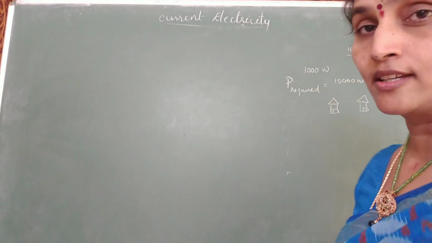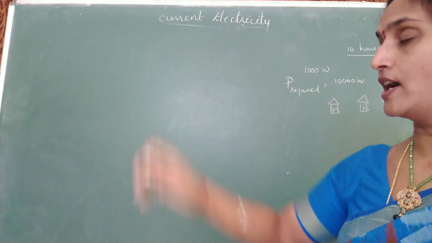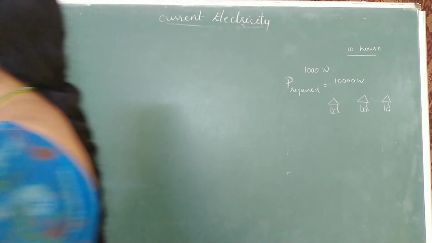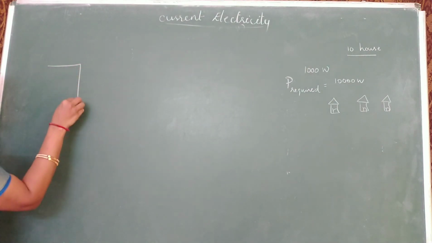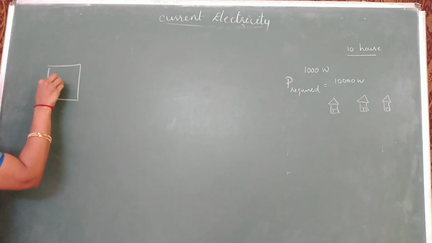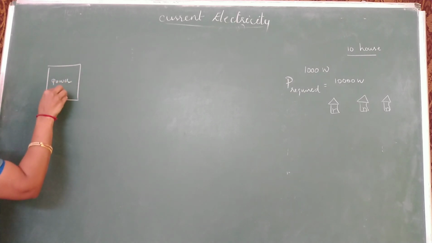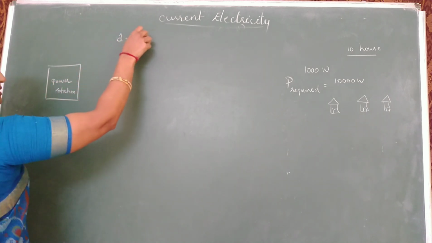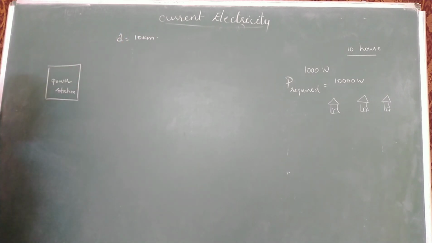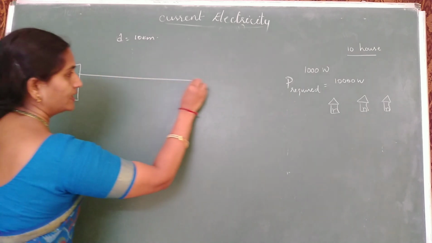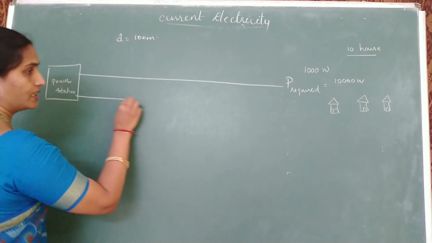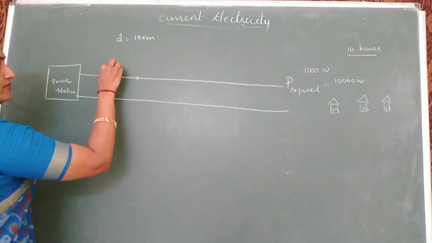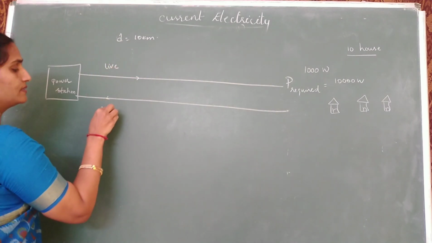And the power station is not just beside the village. It is far away from the village. Say it is about 10 kilometers from the village. So here you have the power station. What is the distance I took? 10 kilometers. So from the power station to the village, we need the lines, electric cables. This is a live wire and this one is neutral.